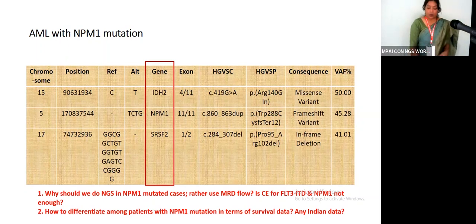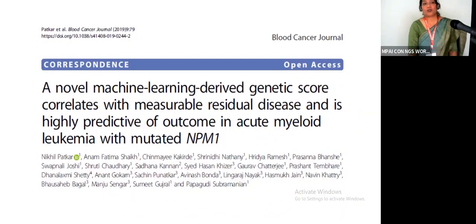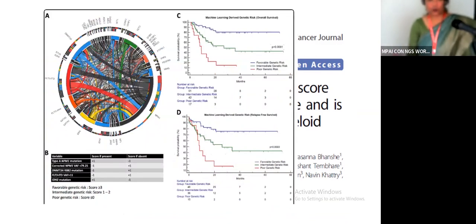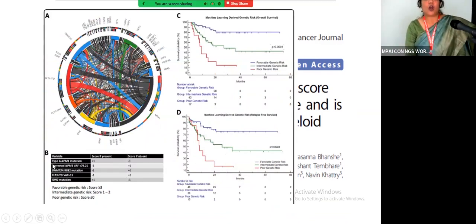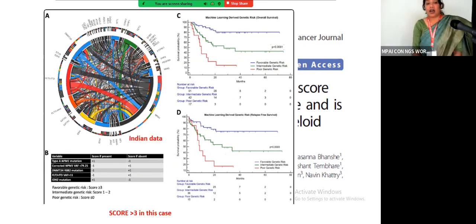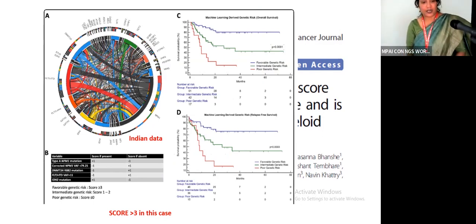So we have some Indian data also by Dr. Nikhil Patkar, who is a genius in molecular. In this paper, he has shown us something about the NPM1 scoring, where the presence of type A NPM1 mutation, corrected VAF less than 79%, DNMT3A mutations, FLT3-ITD VAF, and IDH2 mutation. On the basis of these 5, you do a scoring, and when we scored our case, our case scored more than 3, which is poor genetic risk.